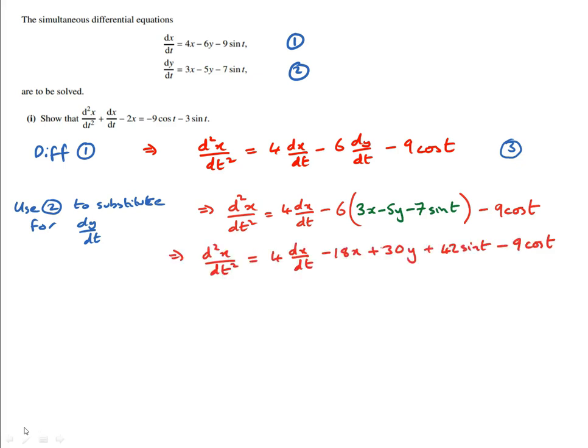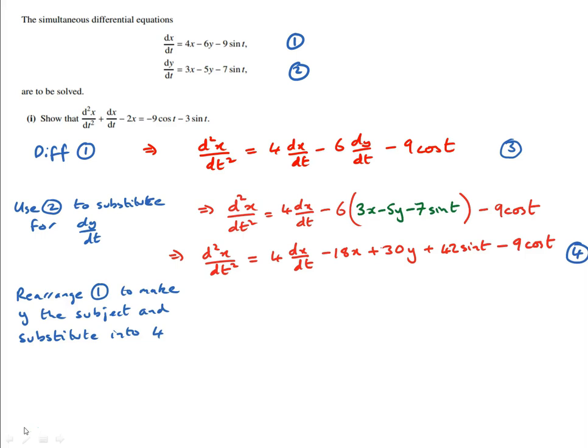If we tidy that up a little bit, multiply the brackets out, we've got d2x by dt squared is 4 dx by dt minus 18x plus 30y plus 42 sine t minus 9 cos t. Now we still need to get rid of the y's in this expression. And we can do that by rearranging equation 1 to make y the subject of the formula.